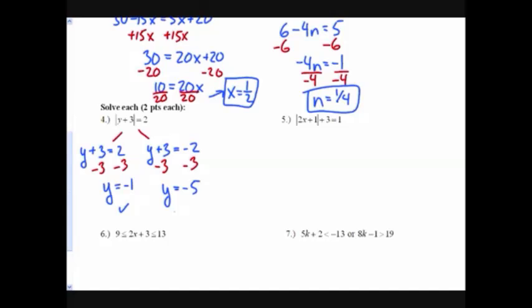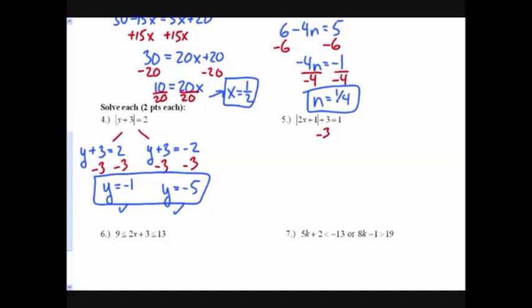Absolute value of that is also a +2, so that one works as well. Okay, always check them in, always plug them in, check them, make sure they work. For the next one, here the absolute value isn't by itself. And before I split this into two equations, I've got to get the absolute value by itself first.